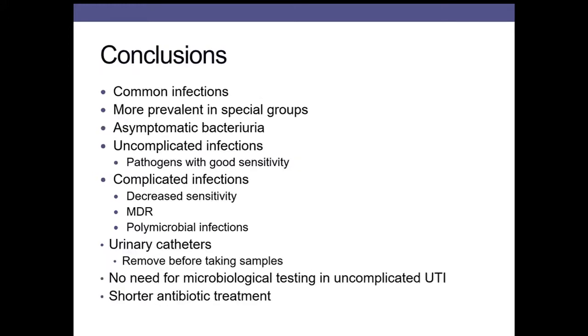So I will conclude that urinary tract infections are common. They are more prevalent in special groups. You have to think about asymptomatic bacteriuria. You have to think about your local resistance patterns, change the urinary catheter before you take your microbiology samples, and start with shorter antibiotic treatment.